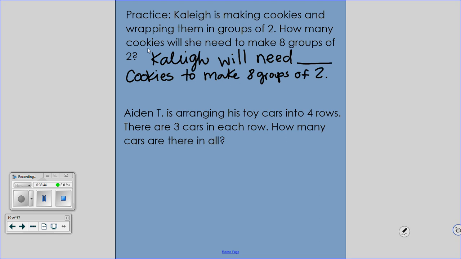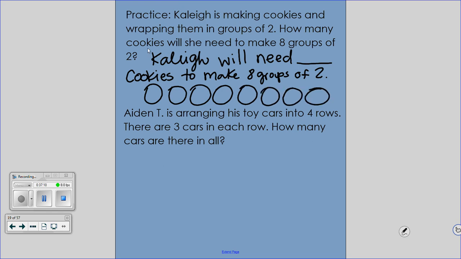This is a good one to do some circles and dots, I think. How many big circles am I going to do for my groups? 8. Those are each of my groups. I need 8 of them. 1 group, 2 group, 3 group, 4 group, 5 group, 6 group, 7 group, 8 groups. Those are my 8 groups.